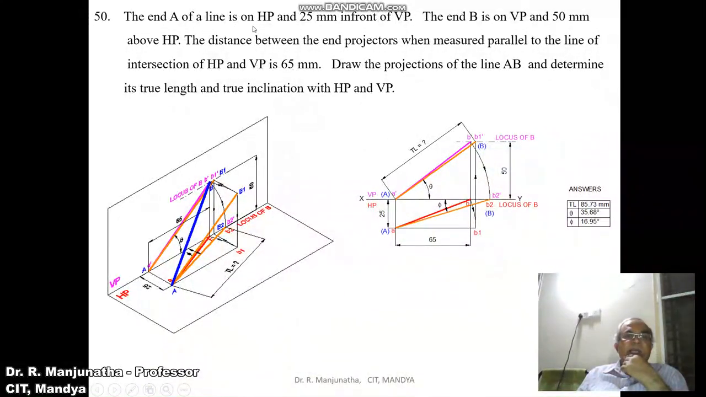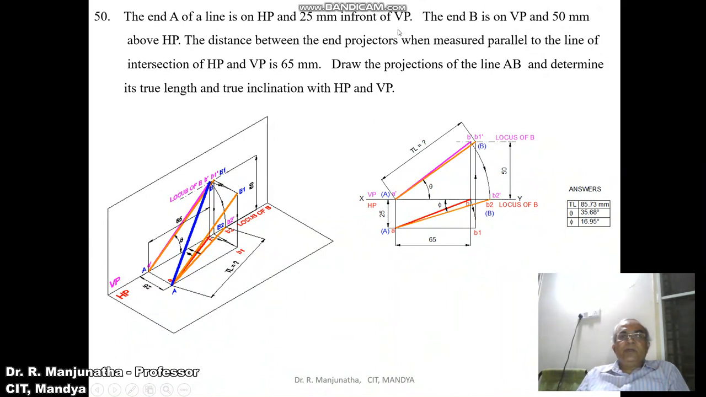The end A of a line is on HP and 25 mm in front of VP. The end B is on VP and 50 mm above HP. The distance between the end projectors when measured parallel to the line of intersection of HP and VP is 65 mm. Draw the projections of the line AB and determine its true length and true inclination with HP and VP.